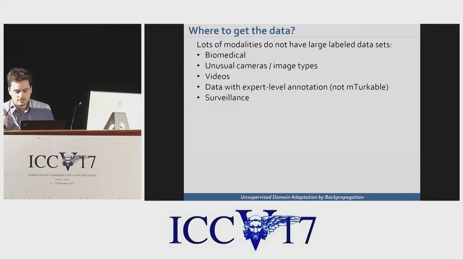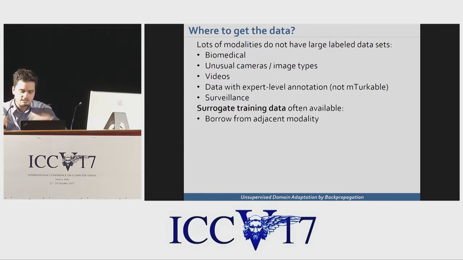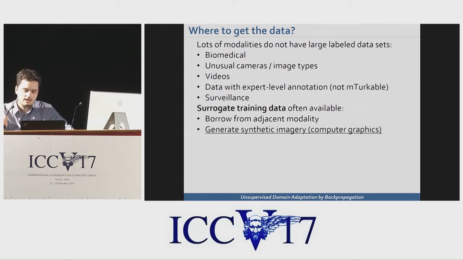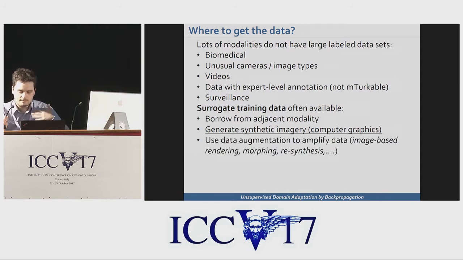So in such situations, there are often some sources of surrogate data. And exploring those sources becomes more and more popular in the community. For example, one can borrow from adjacent modality, having similar but different images which are annotated. One can generate images using computer graphics. Finally, in many cases, there are ways to augment the data that you already have by adding some artificial transformations.